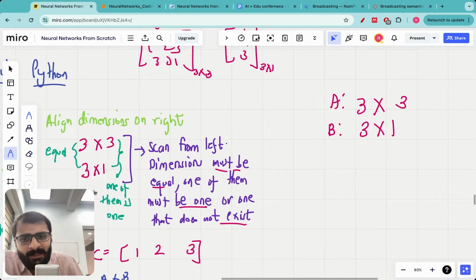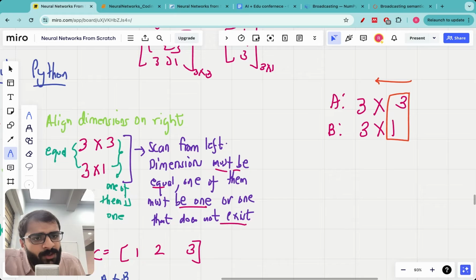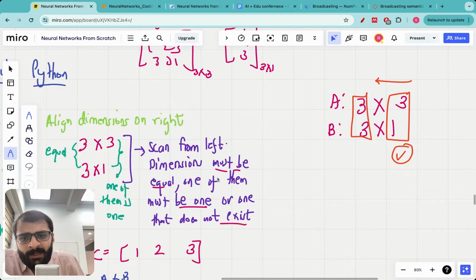The arrays are broadcastable only when the dimensions are equal, one of them is 1, or one of them does not exist. So let's start scanning from left to right. First we encounter the first dimension of both arrays, and one of them is equal to 1, so that is satisfied, so I'll write a tick mark here. Then we move to the second dimension, and here we can see that both dimensions are equal, so it satisfies.